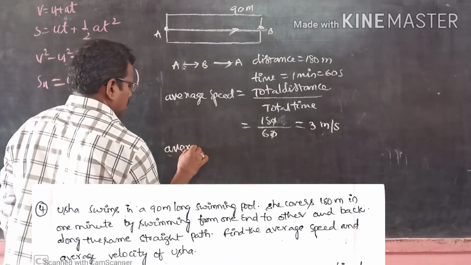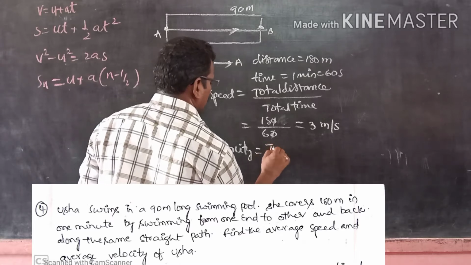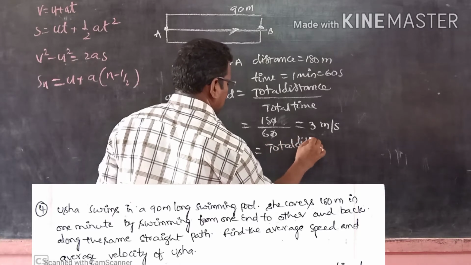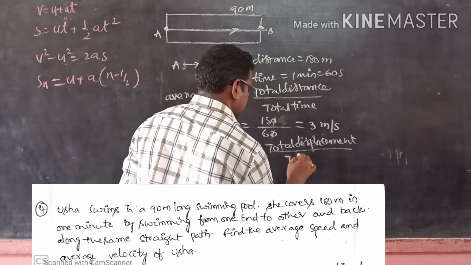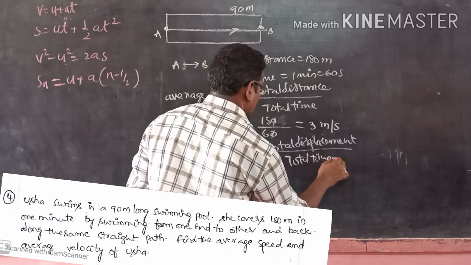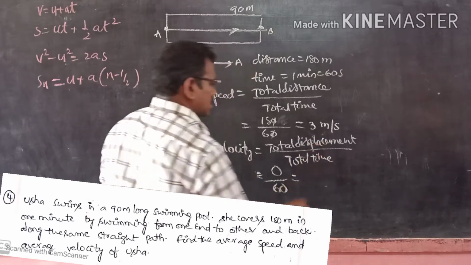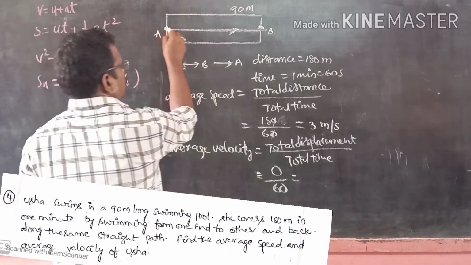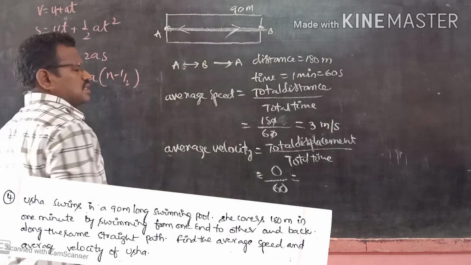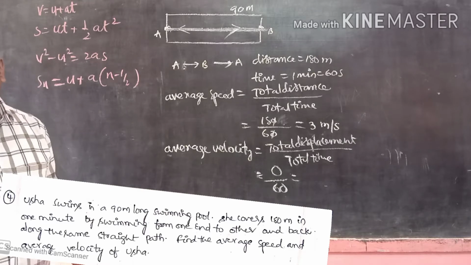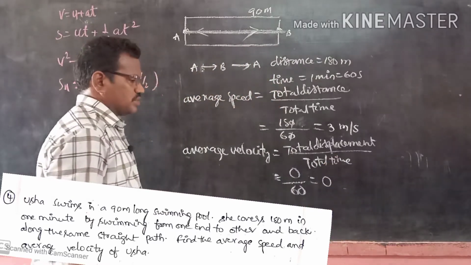Next, I require the average velocity. Average velocity is equal to total displacement by total time. Here the total displacement is 0 by 60. Why is the total displacement 0? She moved from A to B, again she came from B to A. This means the initial position and terminal position are the same. Then the displacement becomes 0. So the total value also becomes 0.